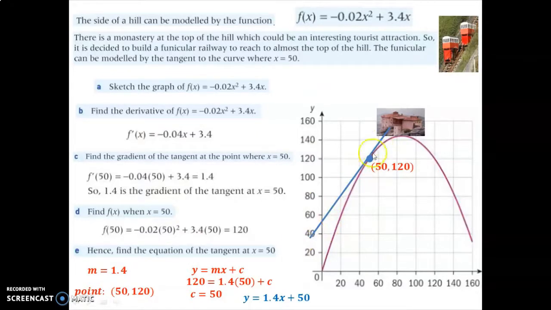And notice this line works. It matches what we have here. When we look at the equation of a line, this last number is your y-intercept. Follow this tangent line, y-intercept of 50 right here.